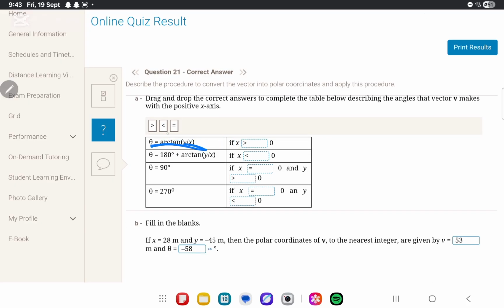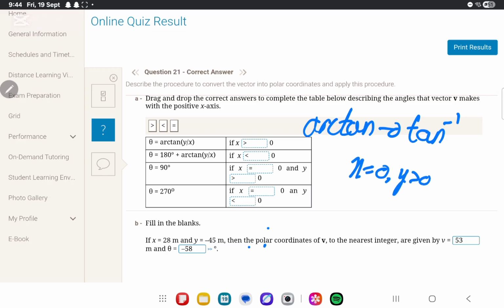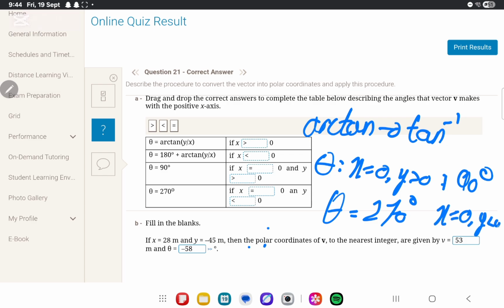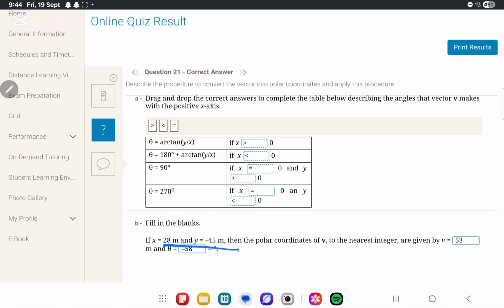If x is greater than 0, then theta is arctan y over x. Arctan, by the way, means the inverse tangent. So if x is greater than 0, it's just the inverse tangent of y over x, and if x is less than 0, it's 180 plus the inverse tangent of y over x. If x is equal to 0 and y is greater than 0, theta is equal to 90 degrees. And theta is equal to 270 degrees when x is equal to 0 and y is less than 0. Okay. Now, if x is 28 and y is negative 45, then the polar coordinates.